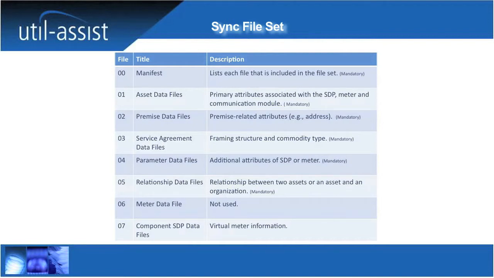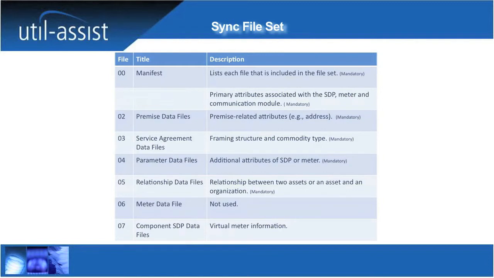The reason you might send more than one file is if the files become very large. For a PSync file with 40,000 SDPs, your asset data file is going to contain 40,000 records listing the meters. And if your AS2 client has file size limitations, it may become necessary for you to split up the files. I haven't seen that too often. For the most part, utilities aren't having to split up their files. But that's what the manifest file does. It describes to MDMR what files are coming along with this file set.